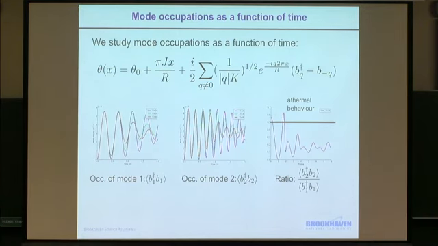One of the things we can study are the mode occupations. The modes come about from looking at this expansion of the Bose field, and the modes are these b's. We can ask what the time evolution of the various modes in the system is after you turn on T perp, coupling the tubes. If you look at the ratio of the mode occupations, you see that they occasionally do go athermal.